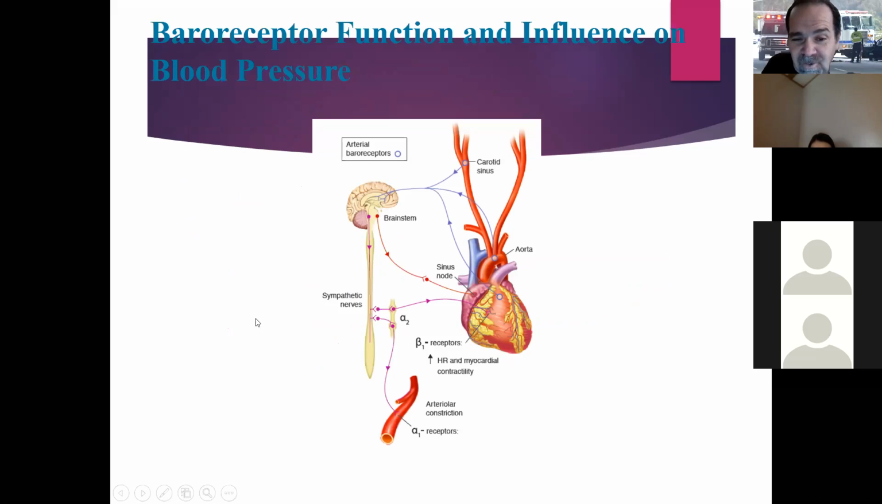And then here we have a picture of how the baroreceptors signal the brain to send stimulation through the vagus nerve to the sinoatrial node through a neural response, and increases heart rate. Then you also have certain hormones that are released that do the same thing.